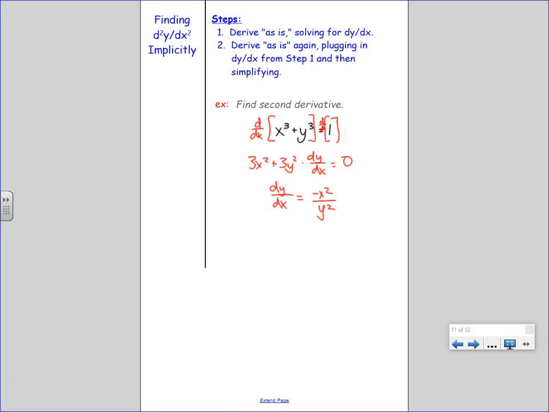So what does step 2 say? Derive again. Derive what again? Derive as is, just go for it. Write d/dx again. What happens if we take the derivative of the derivative? Look at the d's. It helps you remember d squared y over dx squared. Don't need parentheses, it's all notation anyway, but it helps you remember if you just look at what's going on there. What rule do I need?